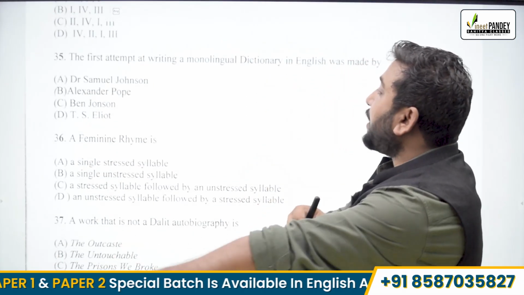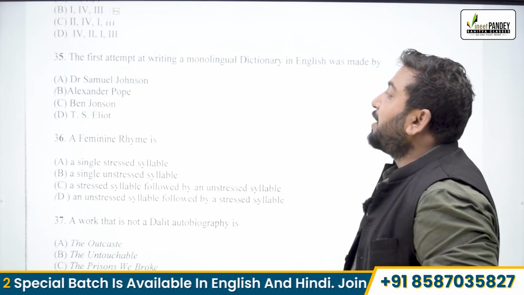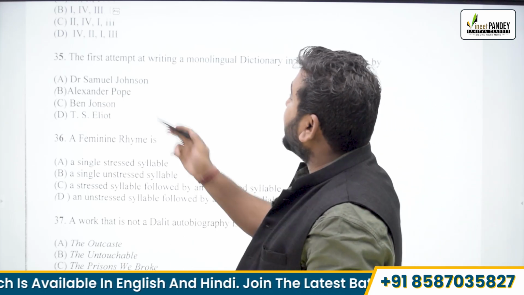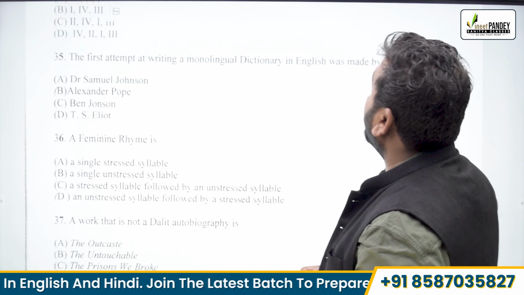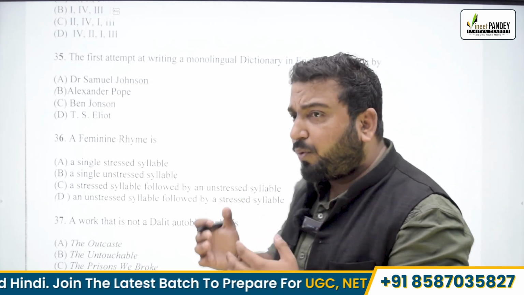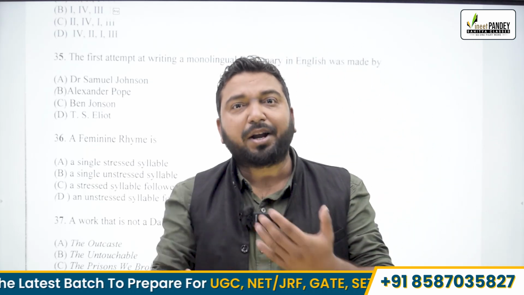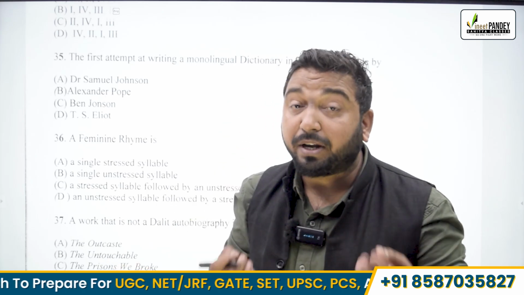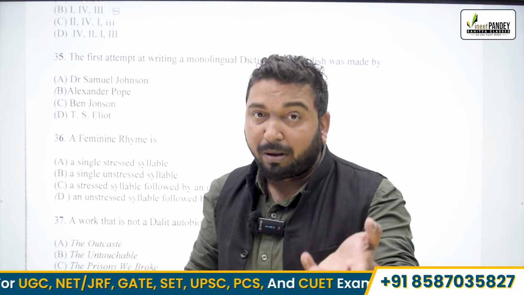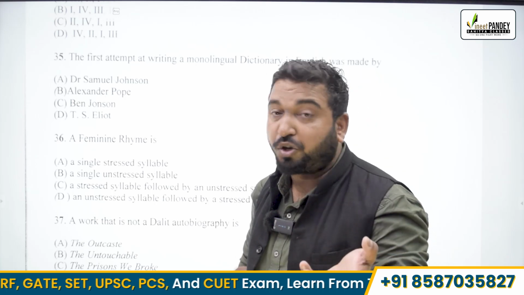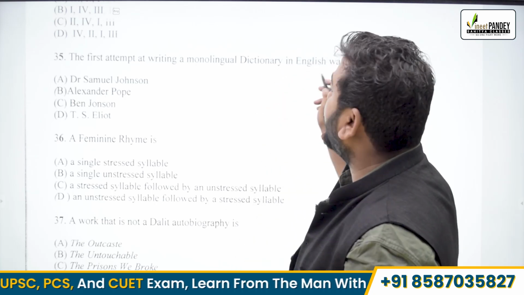Then, question number 35. There are no cuts in the video, you can check that. The first attempt at writing a monolingual dictionary. What is monolingual? English to English. So technically, it's a free question, an easy question. Online students, remember, check your notes for Samuel Johnson. Offline students, it will be in the tips.